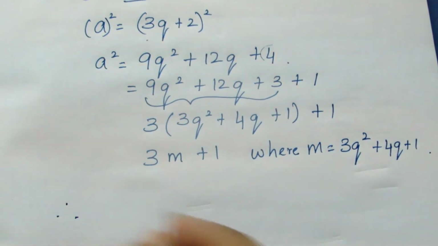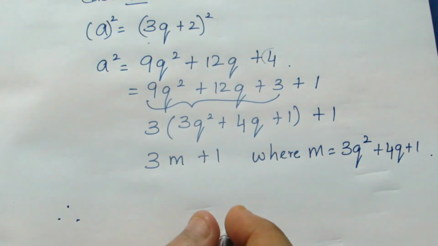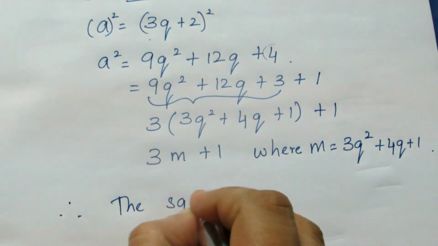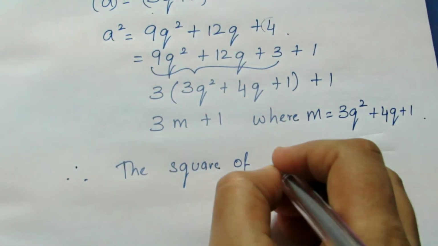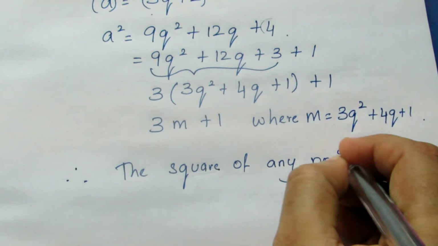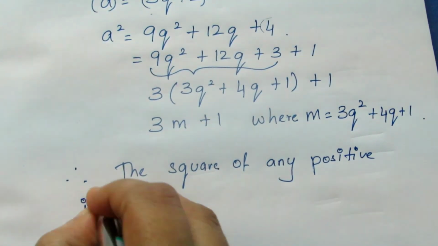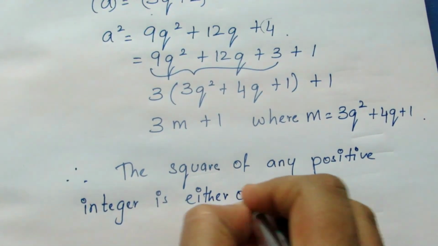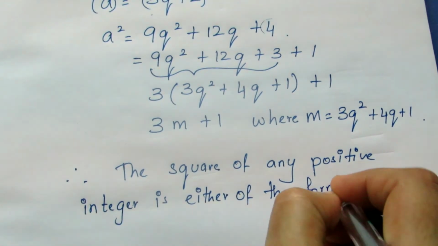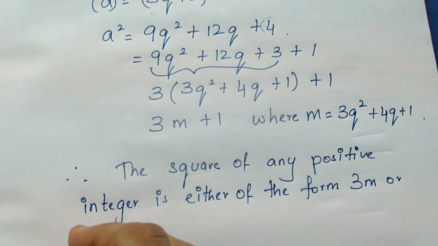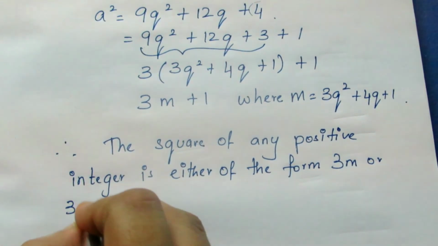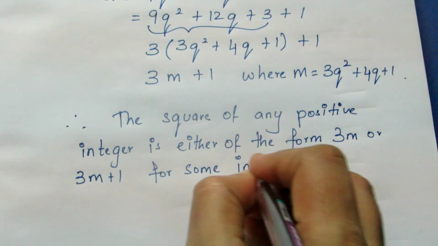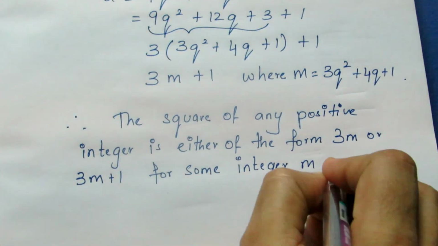Now, therefore, I have got the form to be 3m and 3m plus 1. So you can write it as: the square of any positive integer is either of the form 3m or 3m plus 1 for some integer m. That's all with the sum.